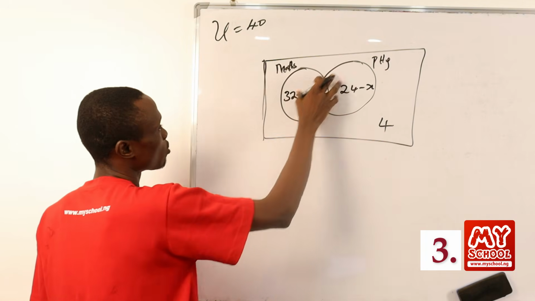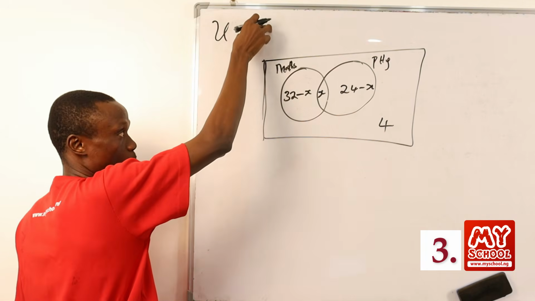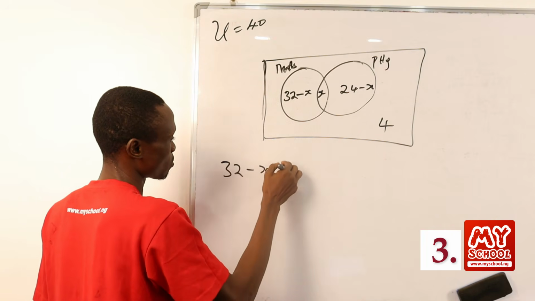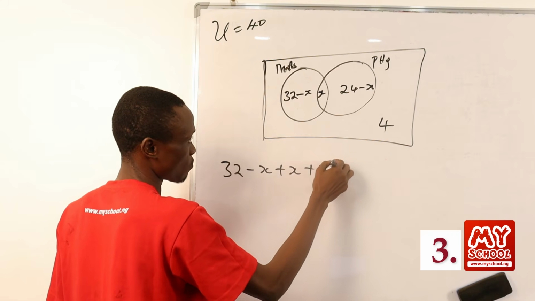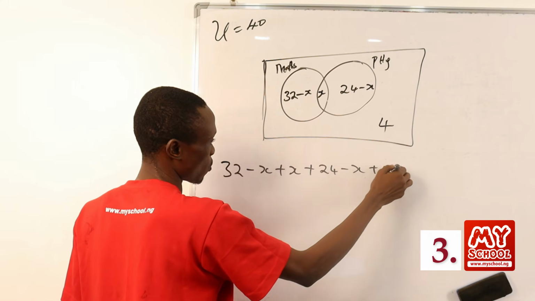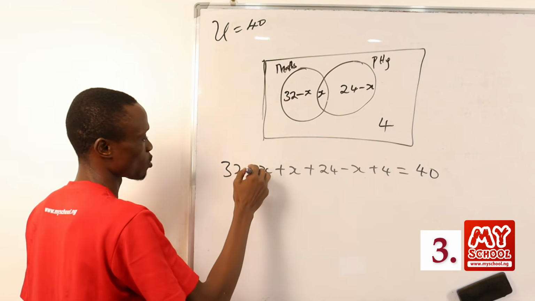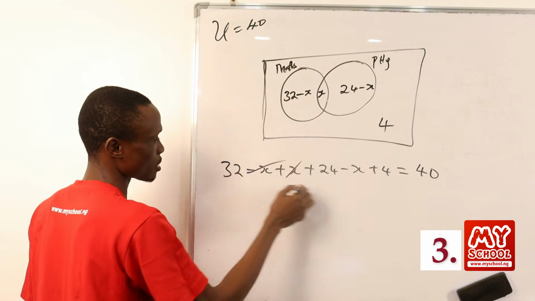So if we add all this together, it should be equal to the total number of students. So we'll be having 32 minus x plus 24 minus x plus 4. This should be equal to 40. Now, since we are looking for x, we take this out, we add this and this.